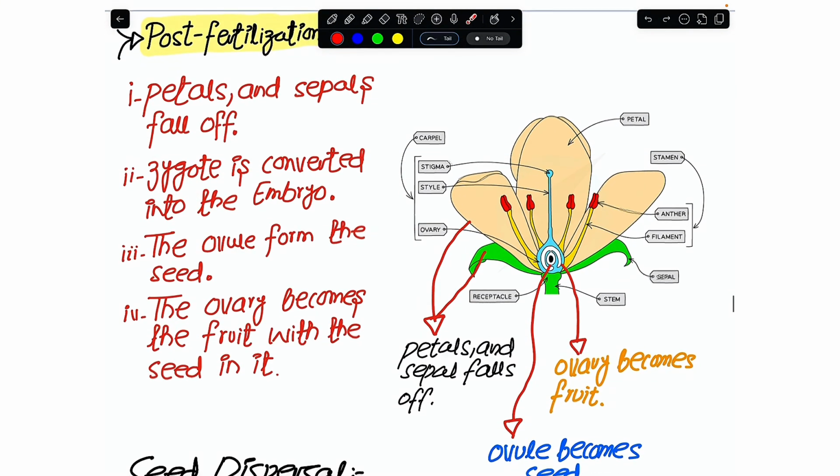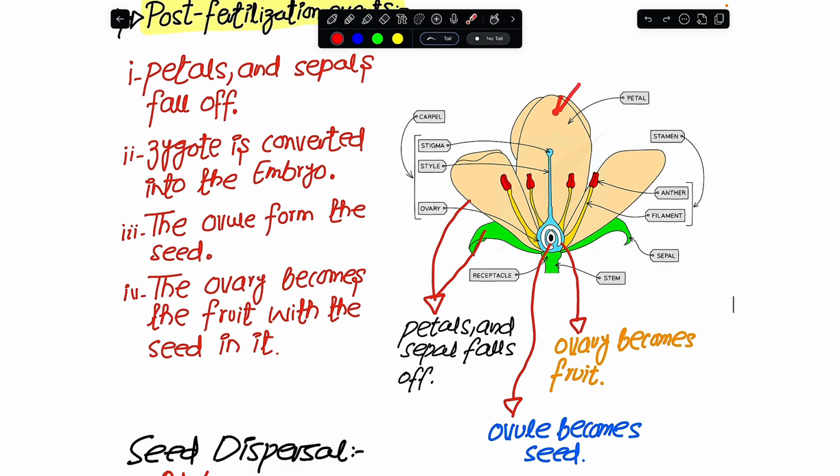So you see, the petals have done their role. The sepals have done their role in terms of attracting the pollinators in case of insect pollinated flowers. So the petals and the sepals that we have here would fall off. And the ovary that we have here, which had the ovules where the fertilization has happened, this ovary overall would become the fruit.